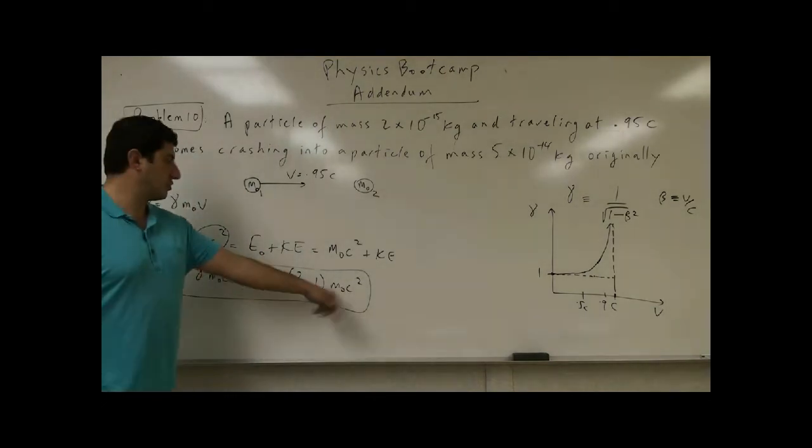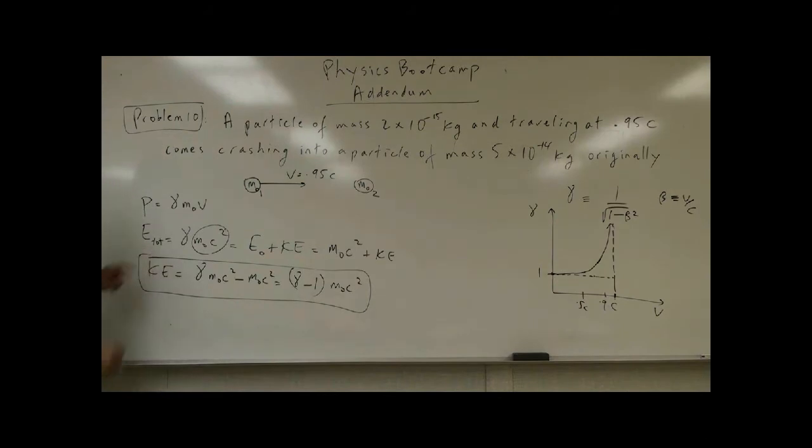Gamma minus 1 m0 c squared. The equation for total energy is gamma m0c squared, linear momentum is gamma m0v. We could also have another equation that connects the energy and the momentum.